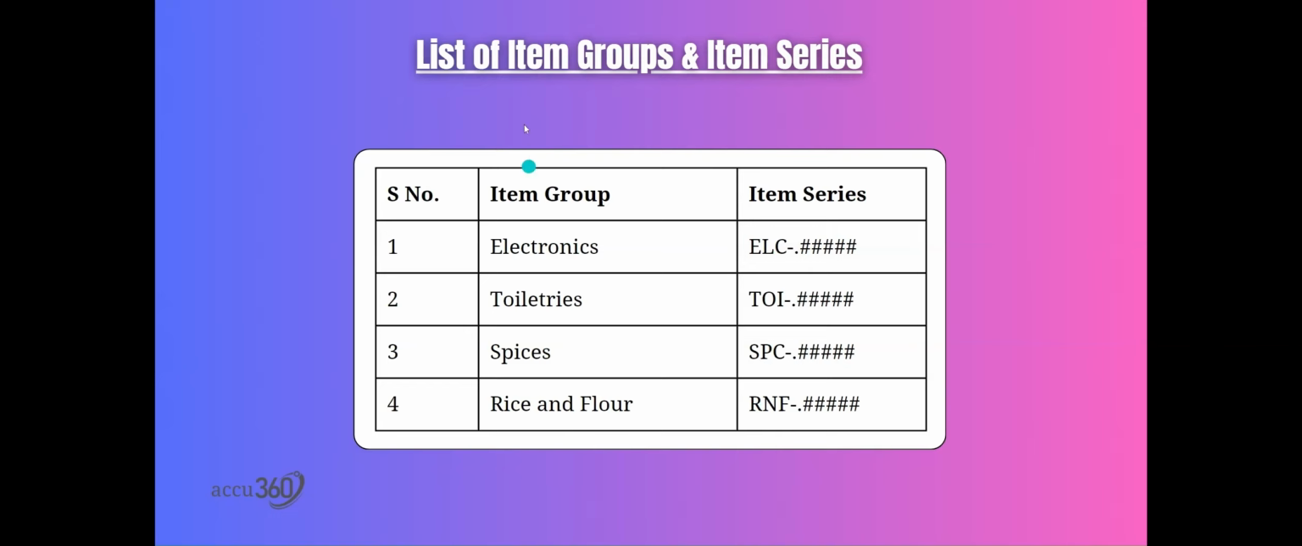So here is a list of item groups and item series. Okay, so we have electronic items, toiletries, spices, and rice and flour. Okay, we have generated the item series for them as ELC and then 5 digits, then TOI 5 digits, SPC then again 5 digits, and RNF and then 5 digits. Okay, now we will add one by one these item groups and these item series in the software. Okay, so now let's just go back to the software and start adding these items.